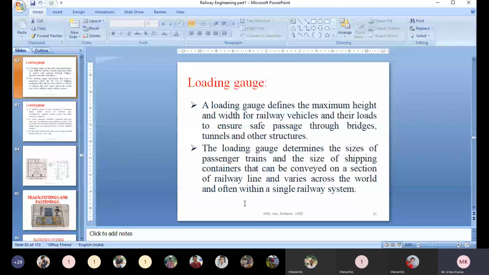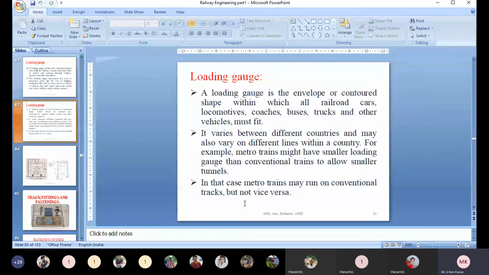A loading gauge defines the maximum height and width of railway vehicles. Railway vehicle means train. The loading gauge determines the sizes of passenger trains and the size of shipping containers that can be conveyed on a section of railway line, and varies across the world and often within a single railway system. A loading gauge is the envelope or contour shape within which all railroad cars, locomotives, coaches, buses, trucks, and other vehicles must fit.